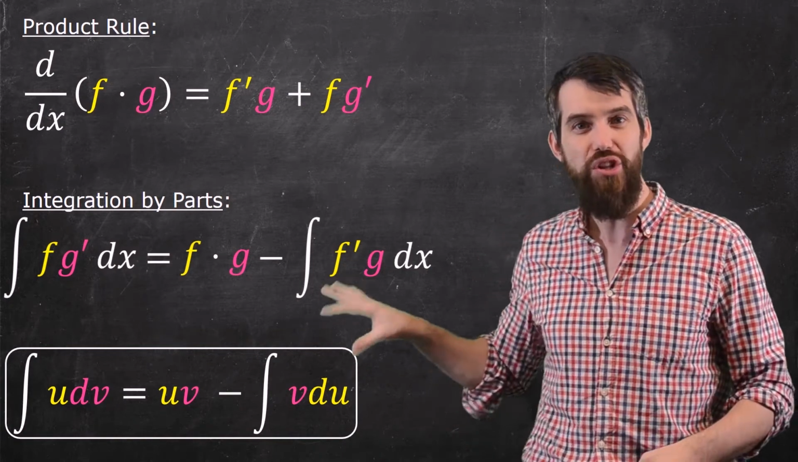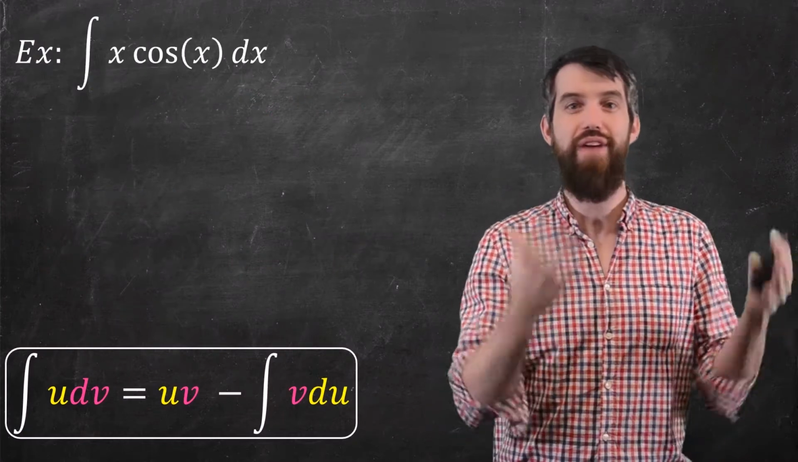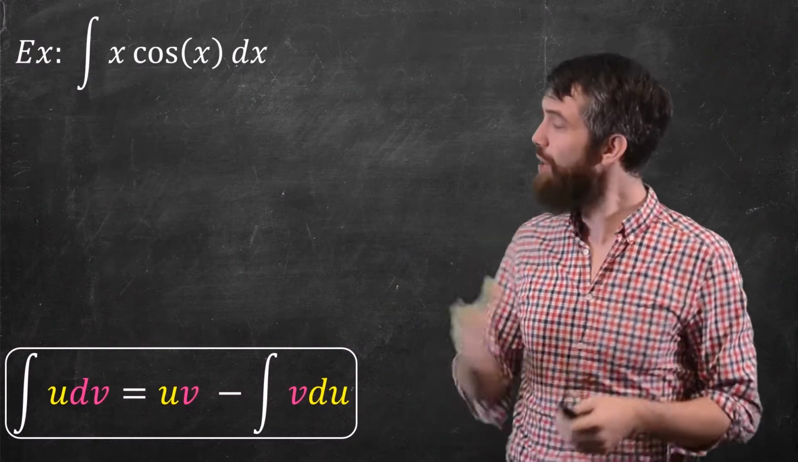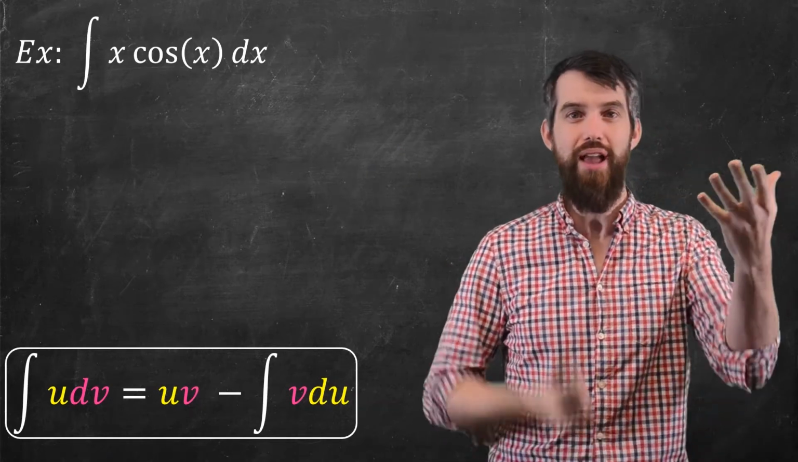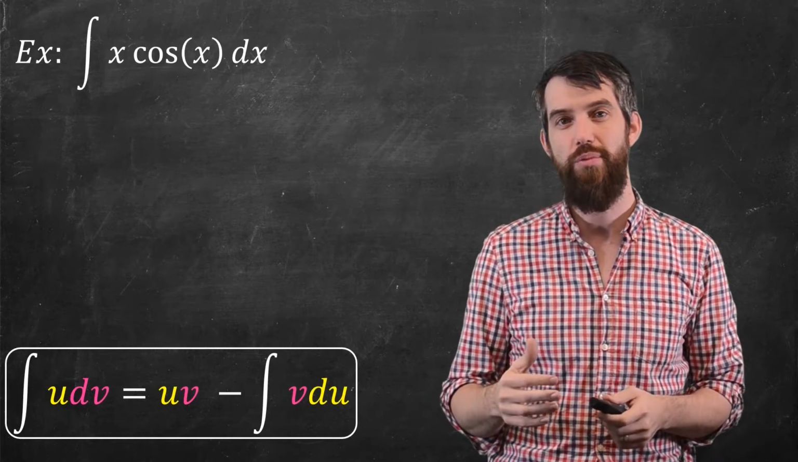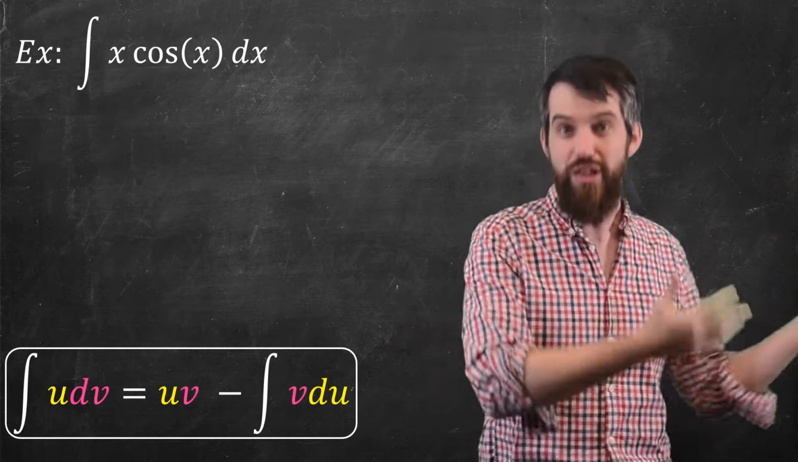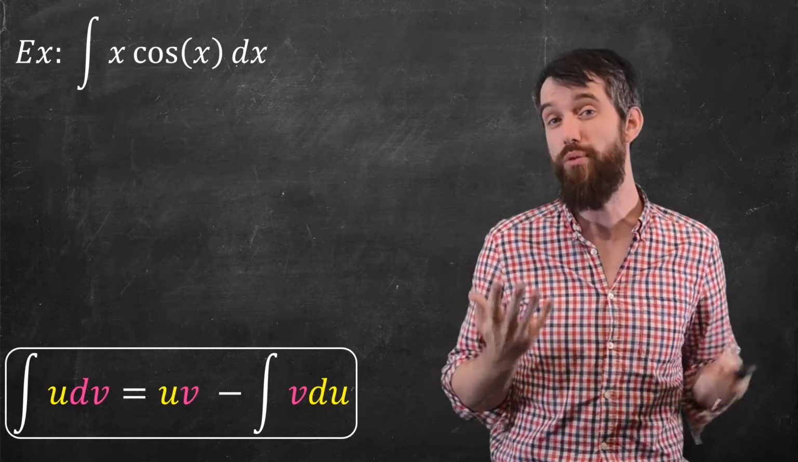So let's see how we can use this particular formula in an actual example, the integral of x cosine of x. Basically what I have to do is when I see the x cosine of x, I have to say that there is a u in there and that there is a dv. I have to identify these two different parts. Well, which should it be? Should the x be the u? Should the cosine dx be the dv? Or should it be the other way around?